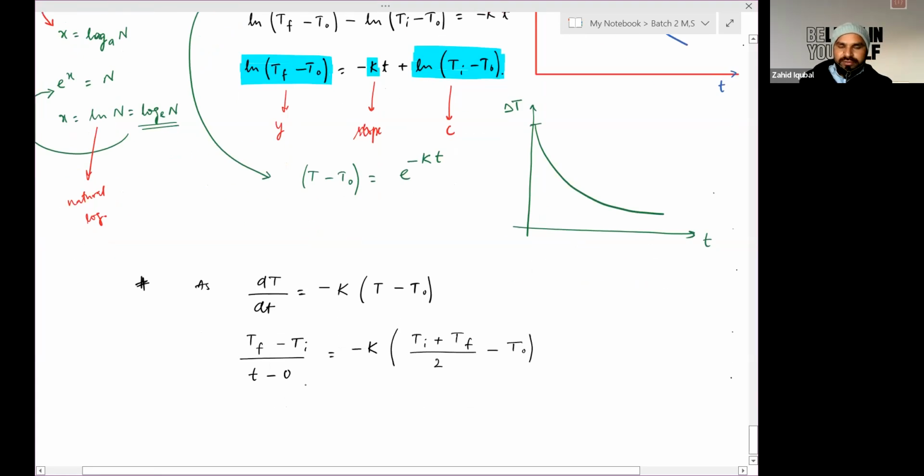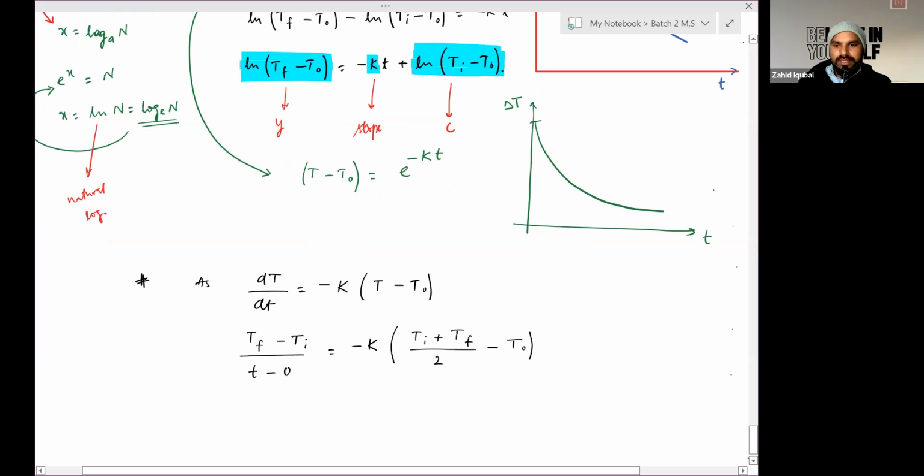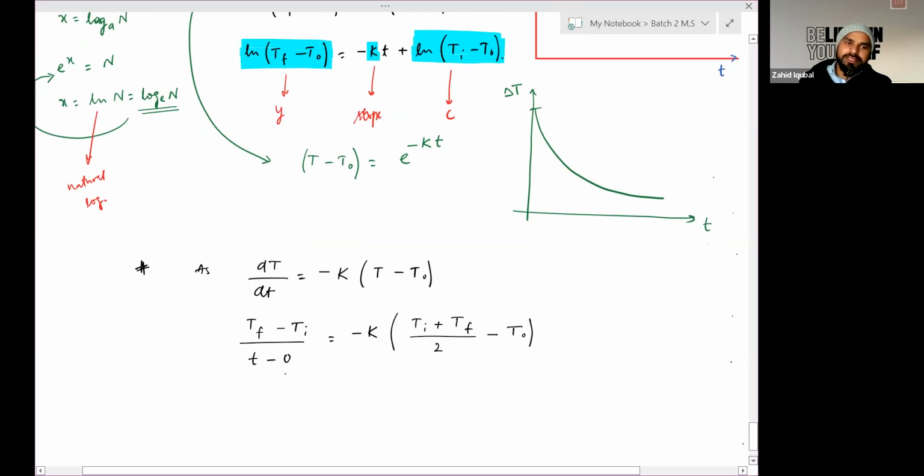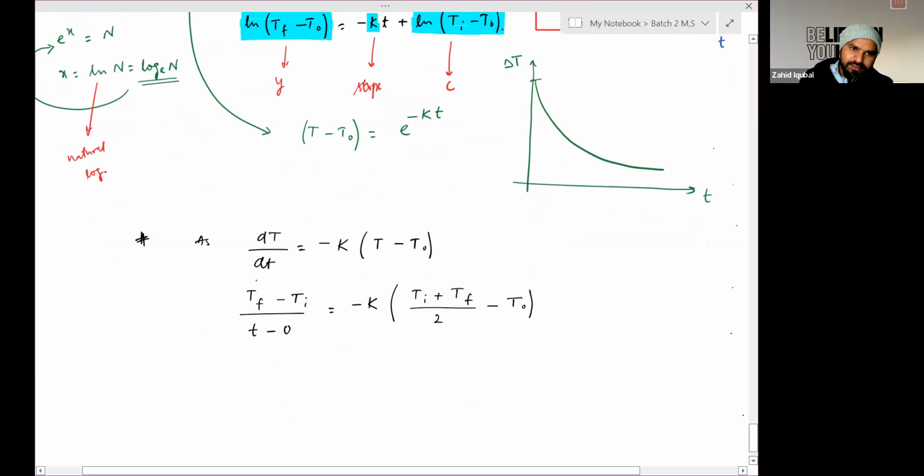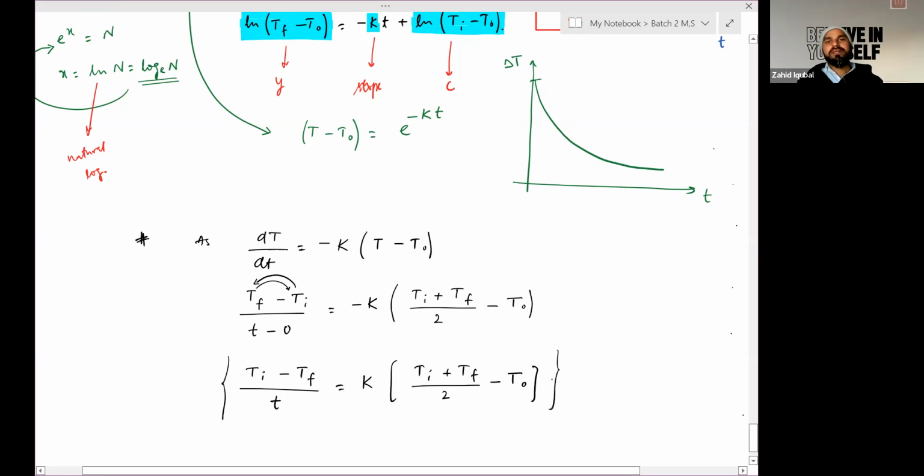Since the final temperature of a body on cooling down will be smaller compared to its initial temperature, just move it to the left side and move this to the right side. So you'll get a negative sign here. That negative sign and this negative sign will cancel out. So you will get T initial minus T final divided by t equals some positive constant K times (T initial plus T final) divided by 2 minus T naught. So this will be your final expression for calculation of Newton's law of cooling.